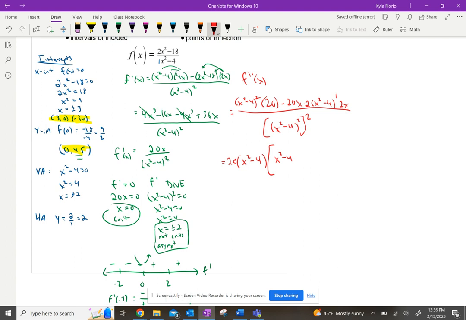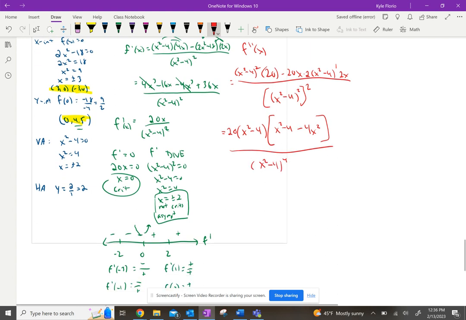that's 2x times 2x is 4x squared. So a minus 4x squared, right? Because this 20 is gone, x times 2 and 2x, and then x squared minus 4 to the first is gone. We factor that out. All over x squared minus 4 squared squared, right, to the fourth.